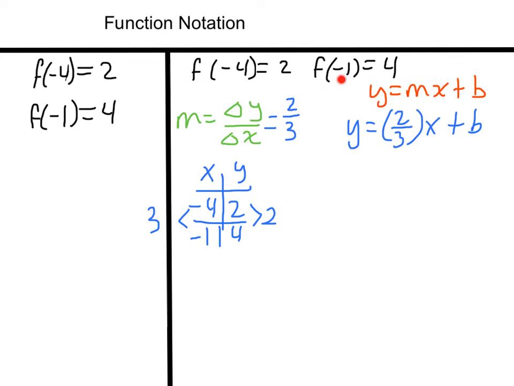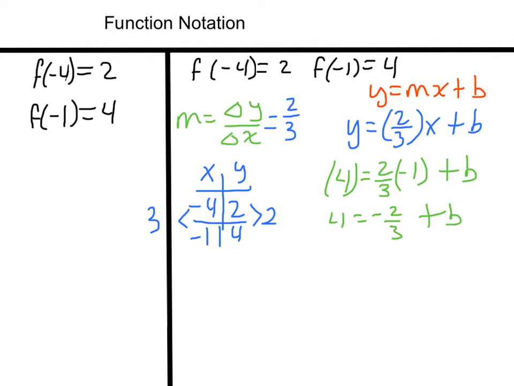So I'm just going to pick this one this time. I picked the first one the last time. I'll pick this one. So then I have to plug in my y is equal to 4 equals 2/3 times negative 1 plus b. So then I multiply this out and I get 4 equals negative 2/3 plus b.